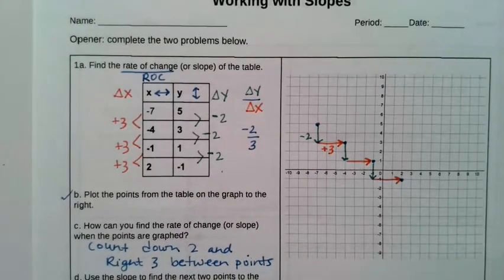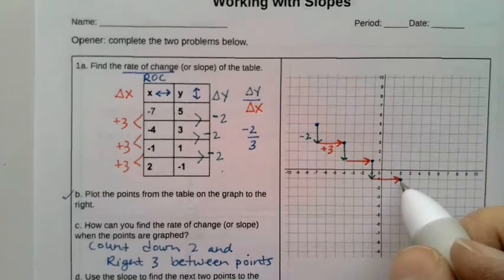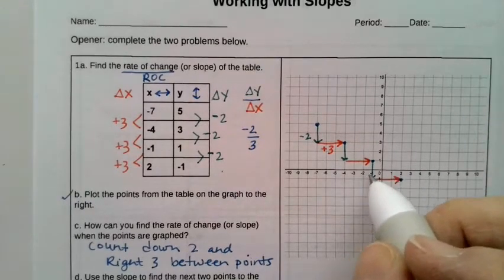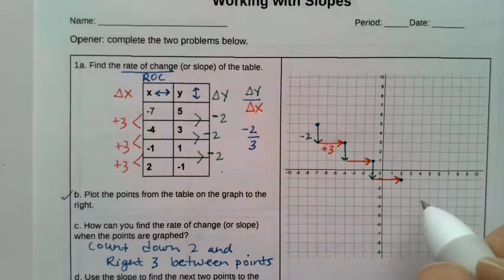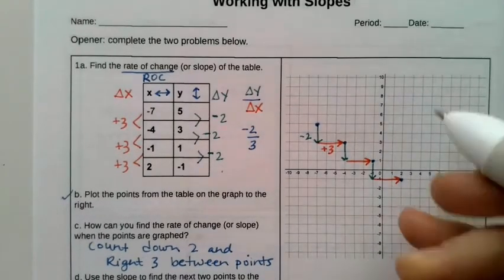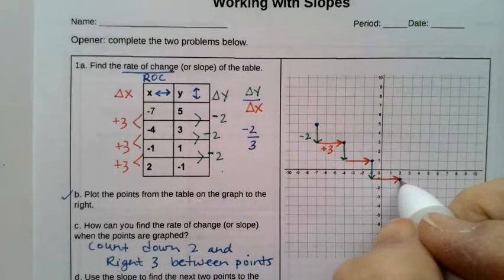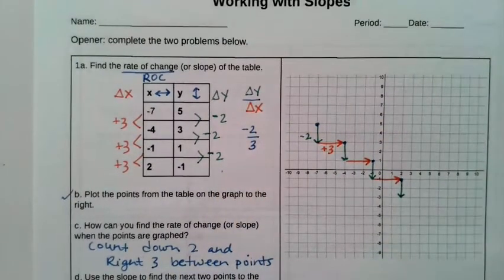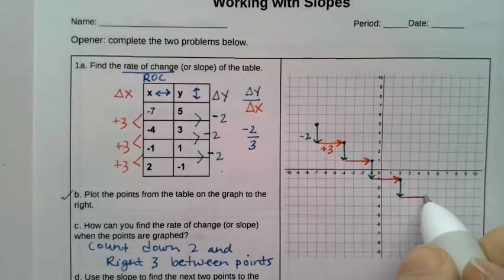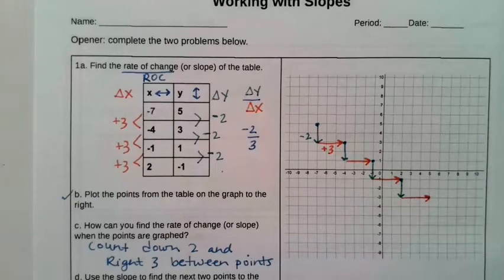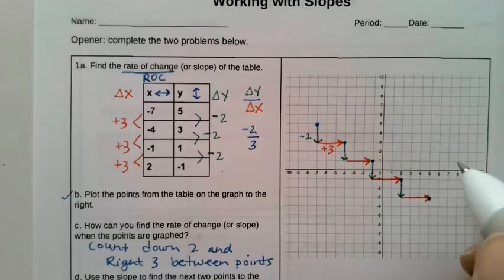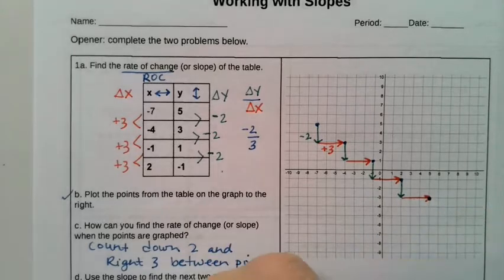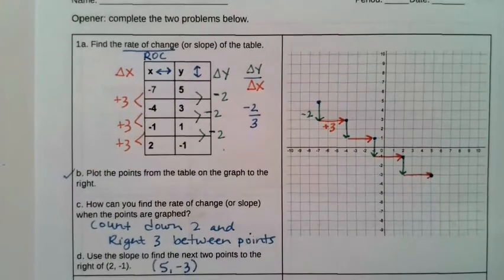Use the slope to find the next 2 points to the right of 2, -1. So that's this point right here. If I want to find the next point, we have the point to the left of that, and I want to find the next point to the right of that. I can still use what I know about slope and what I know about my change. So I know that I need to go down 2 and right 3, and I end up with this point right here, and that point is 5, -3. And let me slide my page up so you can all see that too.